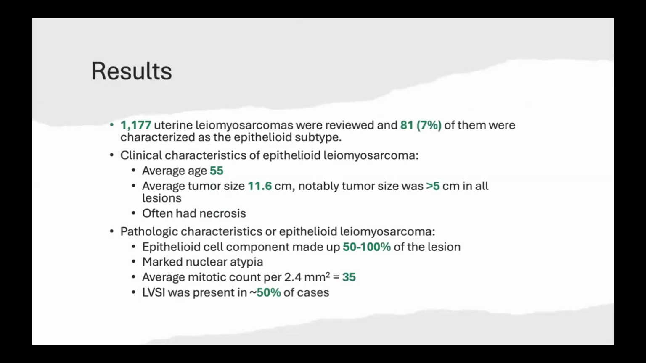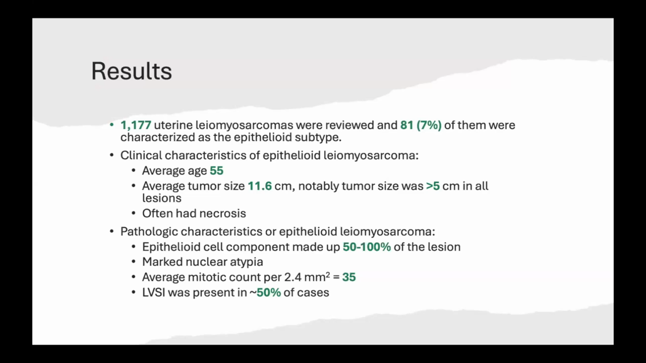So what did this paper tell us? 1,177 leiomyosarcomas were reviewed, and of those, 81, which was about 7% of them, were characterized as epithelioid. So not a huge percentage. However, they're a very important tumor to be aware of. The clinical characteristics of this tumor were interesting, I thought. The average age was 55, and the tumor size was actually quite large at 11.6 centimeters. Notably, the tumor size was greater than 5 centimeters in all of these lesions, and most of them had necrosis.